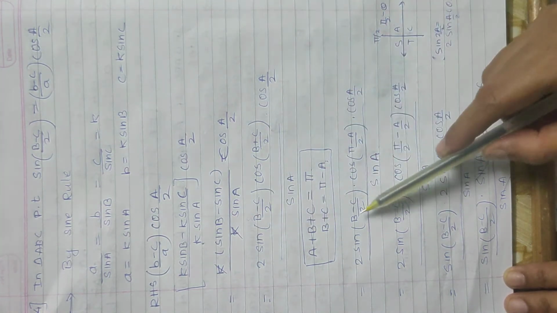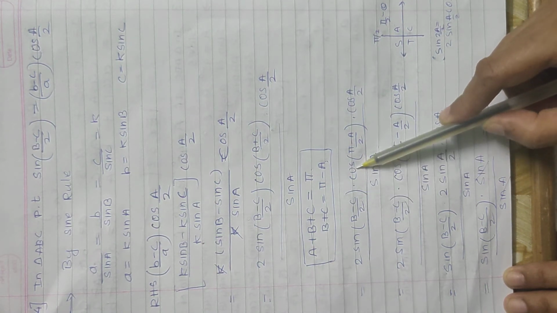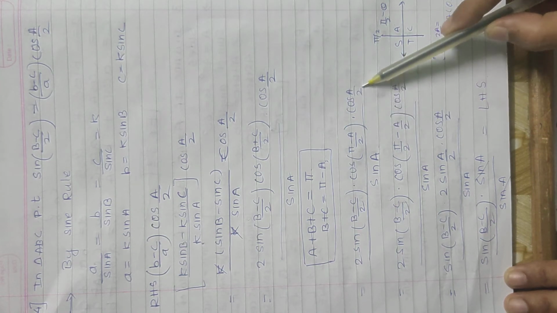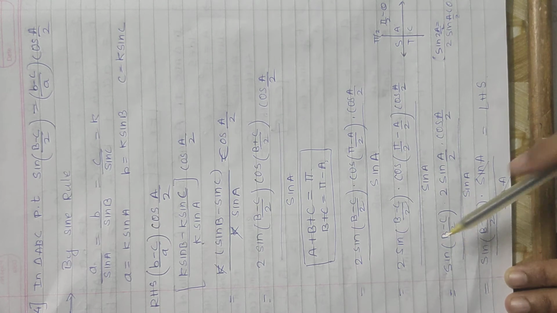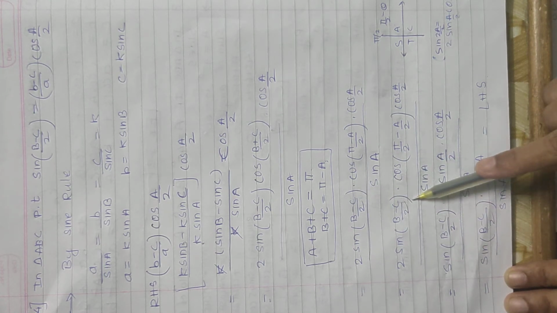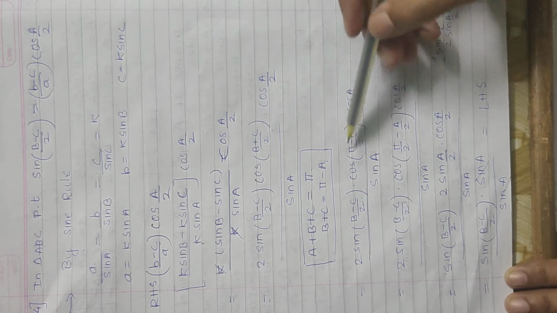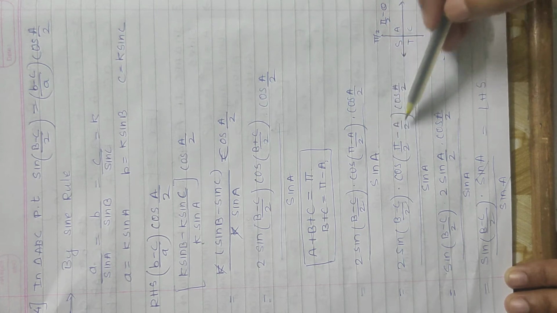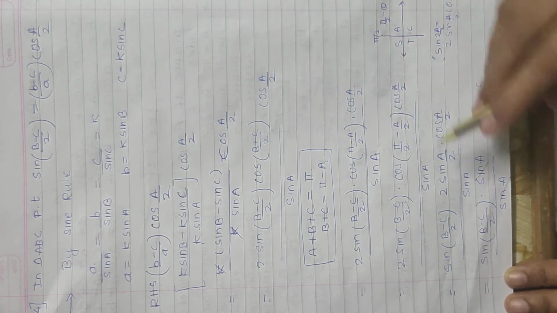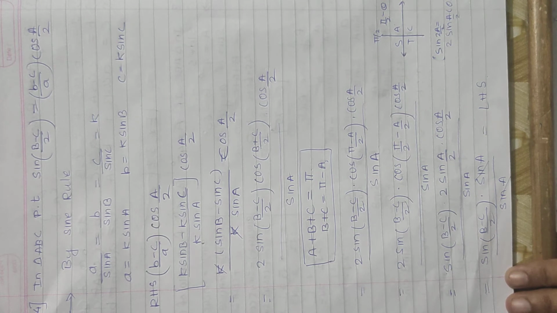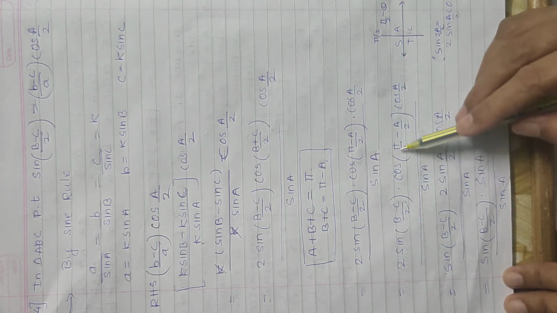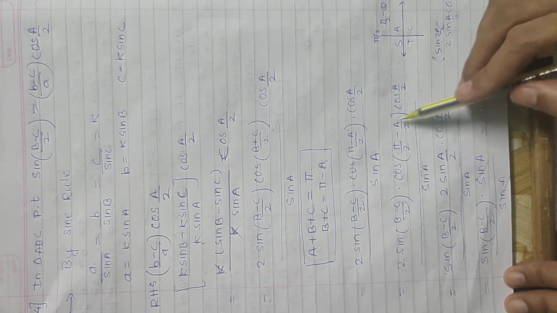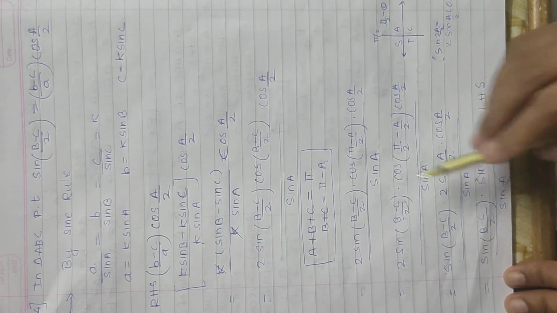Now 2 sin (B minus C)/2 into cos, what is B plus C? Pi minus A, upon 2, into cos A/2 upon sin A. Now 2 sin (B minus C)/2 into cos (pi/2 minus A/2) into cos A/2 upon sin A. See, we have separated the angle. Now see here cos (pi/2 minus A/2). Here pi by 2 is there, so when we write the angle, it will change to sine. But see the quadrant.